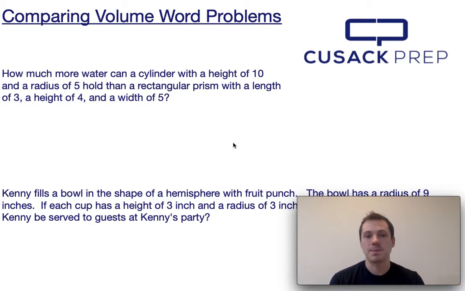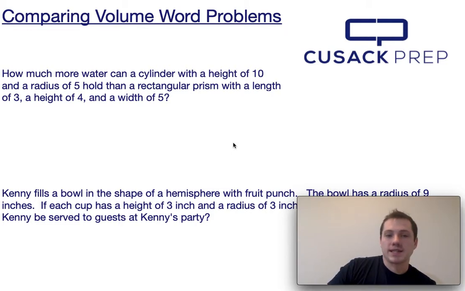This is another video on volume word problems as they might appear on the SAT. One type of question the SAT really likes to ask involves comparing the volume of two different volumetric containers. One type will ask you how much more volume is held in one container than another. Another type will ask how many containers are needed to fill another container, or, as we'll see down here, how many servings of punch can be made from a certain bowl given a certain cup size. So without any delay, let's get started.